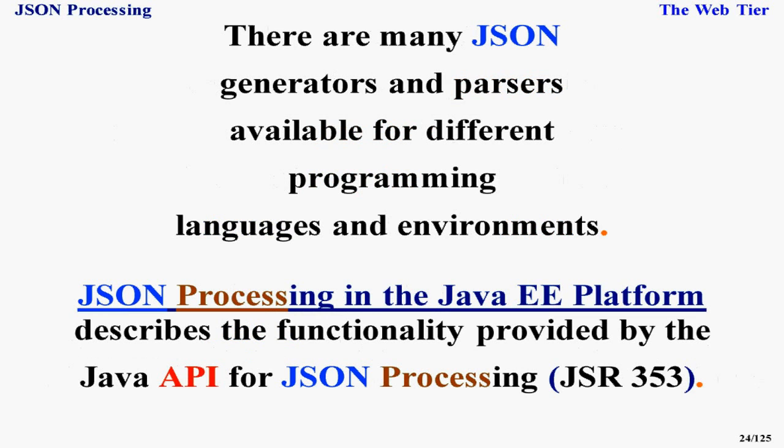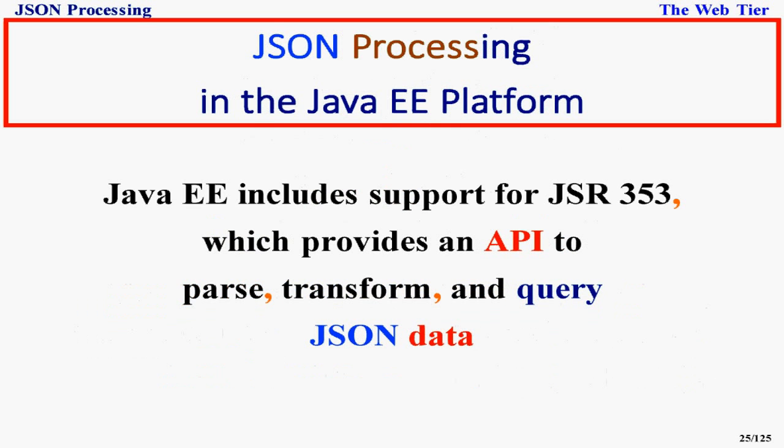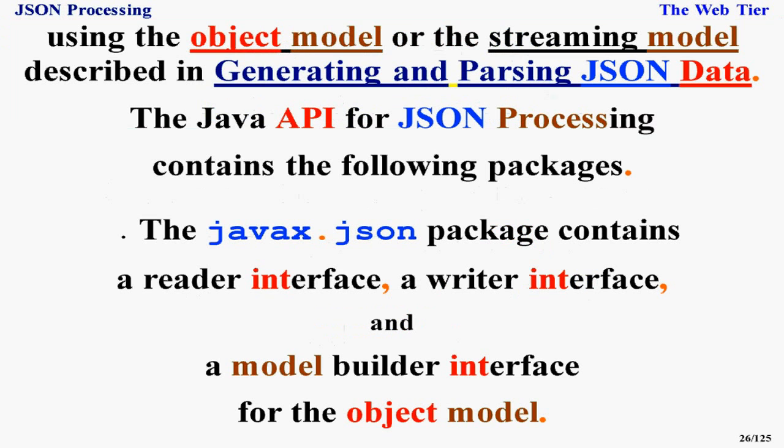There are many JSON generators and parsers available for different programming languages and environments. JSON processing in the Java EE platform describes the functionality provided by the Java API for JSON Processing, JSR 353. Java EE includes support for JSR 353, which provides an API to parse, transform, and query JSON data using the object model or the streaming model described in Generating and Parsing JSON Data. The Java API for JSON Processing contains the following packages.